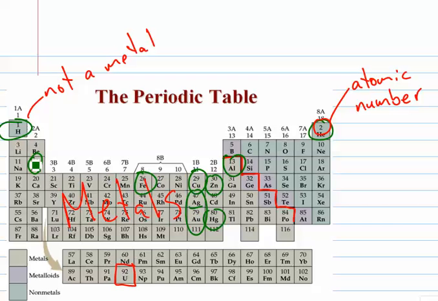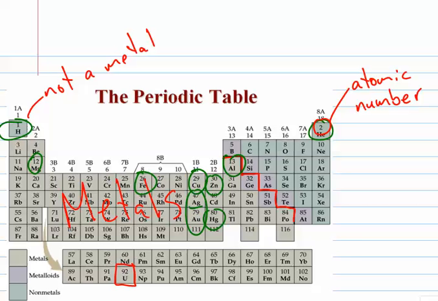And metals usually share common physical and chemical properties. So they tend to be solids at room temperature. They tend to be hard and shiny and malleable. And importantly, they tend to be good conductors of heat and electricity.